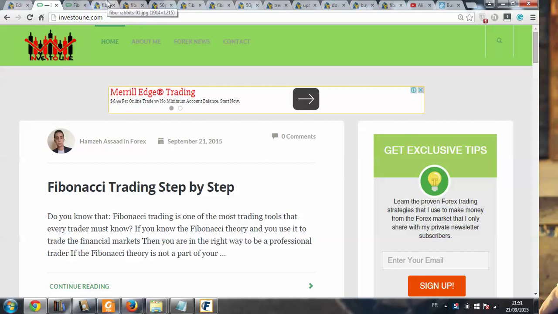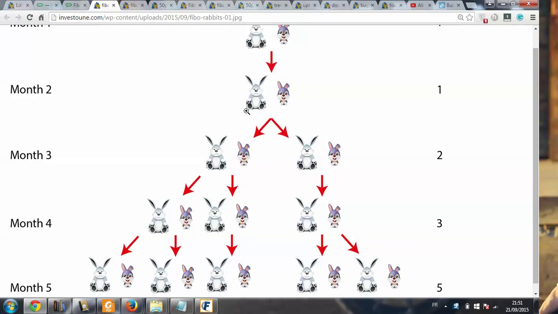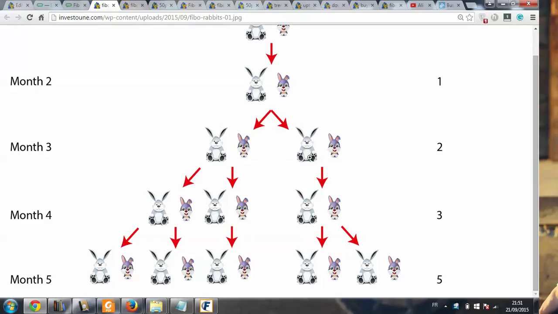So, a quick bit of knowledge about Fibonacci. Fibonacci found his theory by an observation of rabbit production. So this is a pair of rabbits produced. This is another pair of rabbits. This pair of rabbits produce two pairs of rabbits, and those two pairs of rabbits produce three pairs of rabbits, and those three pairs of rabbits produce five other pairs of rabbits.